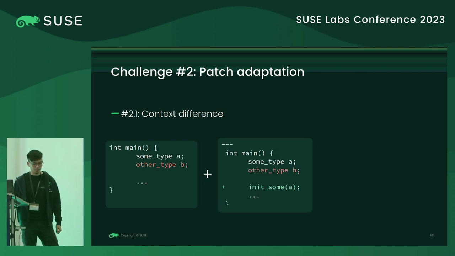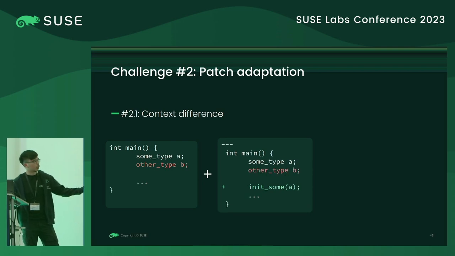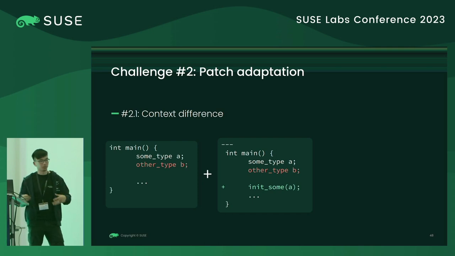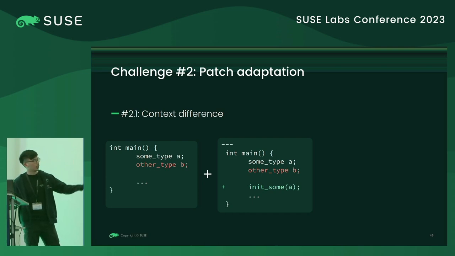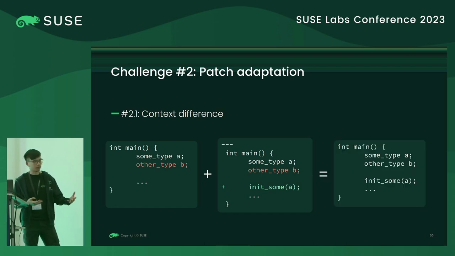And this is actually quite simple. The way around this is to update the context of your patch file. So you add this local variable inside your patch file. This is what we usually mean by a patch refresh. We change the patch to address some difference. And with this, your patch will apply. All is good, I suppose.